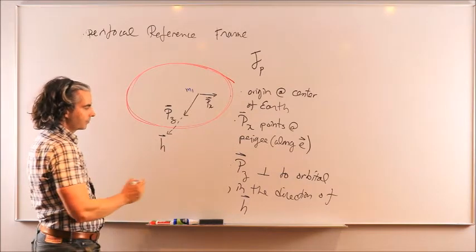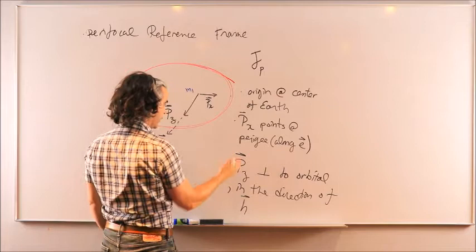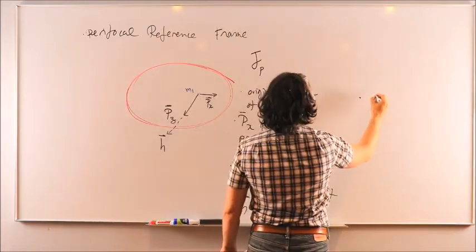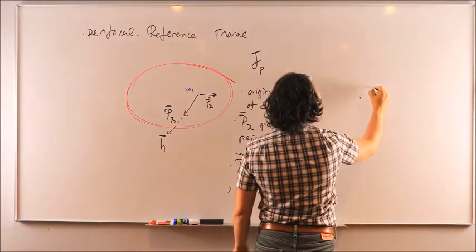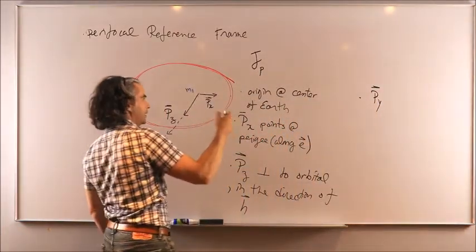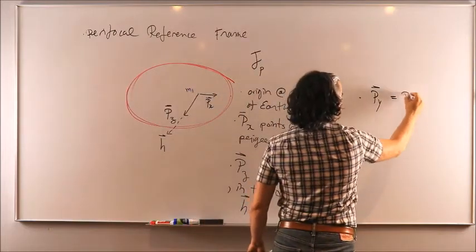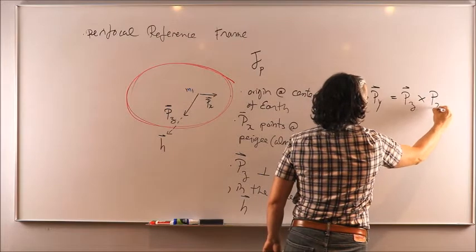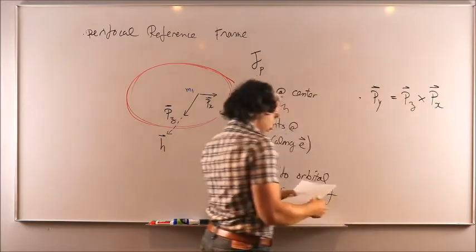And lastly, because I've defined two of the three unit vectors, I can simply obtain Py as a cross product of Z and X. So Pz cross product Px.